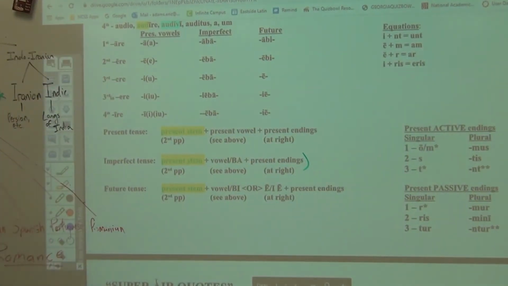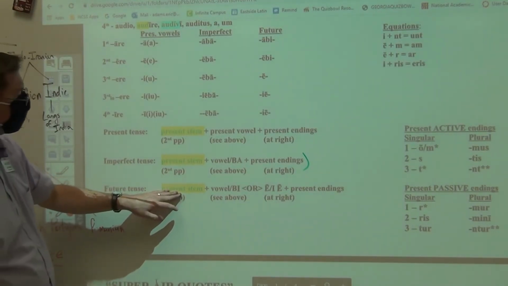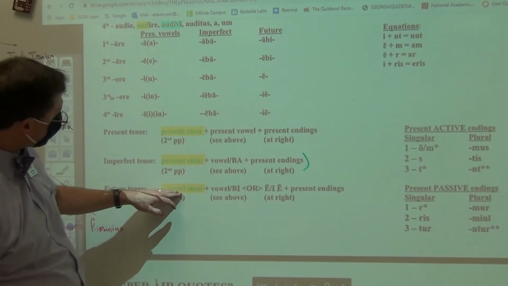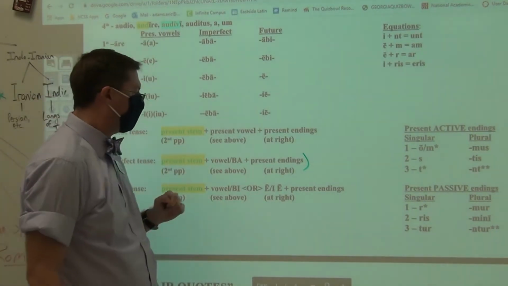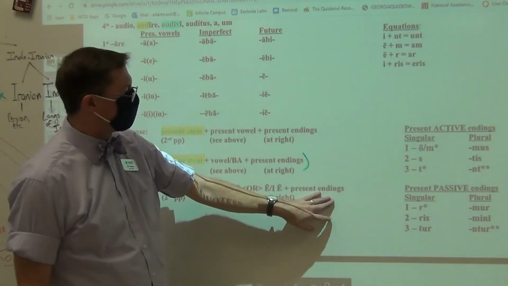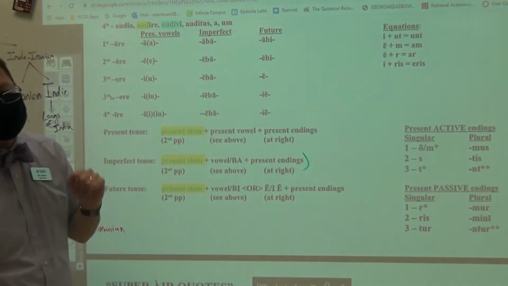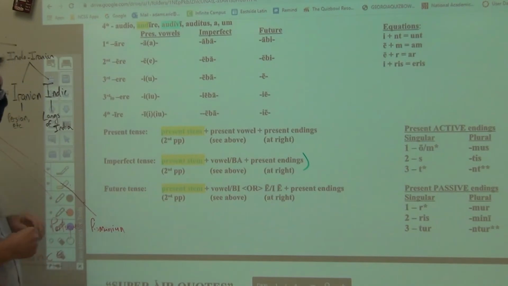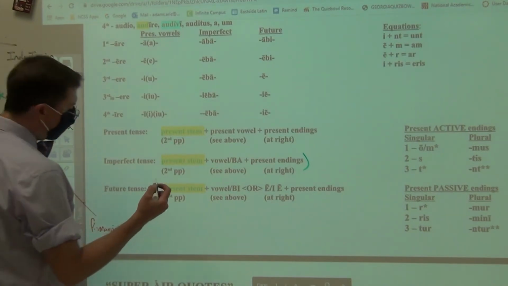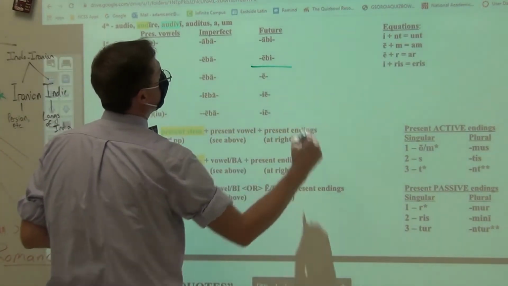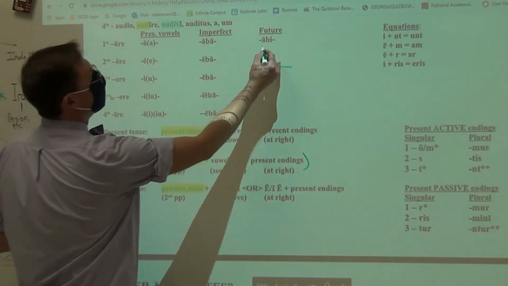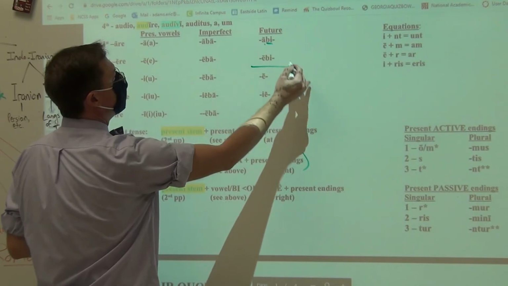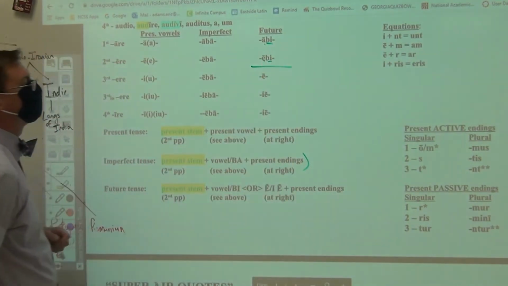Finally, you have the future tense, in which you will take the present stem, again, in green, second principal part, audire, A-U-D, and you will again have your present endings, but in the future tense, there are actually two options. In the first and second conjugation, what you will find is a BI with a vowel preceding it.